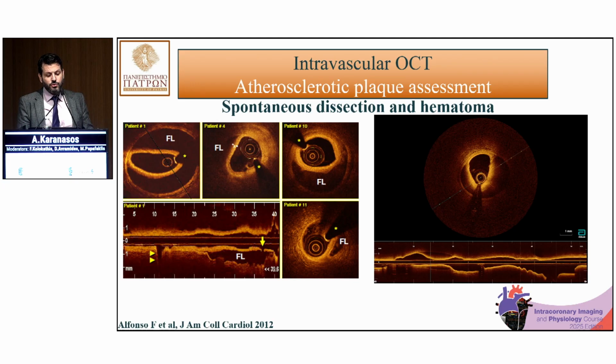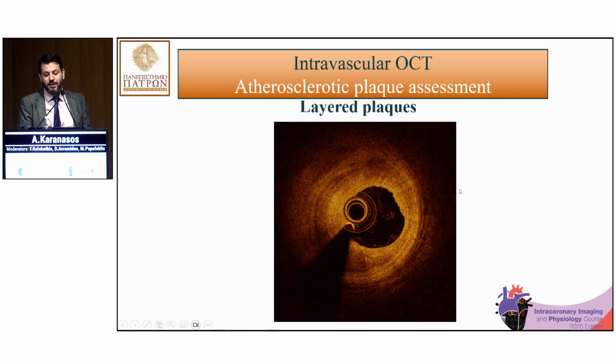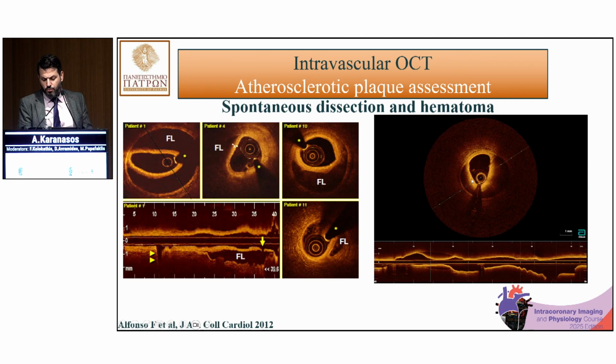We can see spontaneous dissection, where you can actually see a false lumen and a true lumen, and you can discern the layers, the media and the intima, within the true lumen. And of course, in many cases, this can be accompanied by a submural hematoma, like in this case. You can also see it in the longitudinal reconstruction.